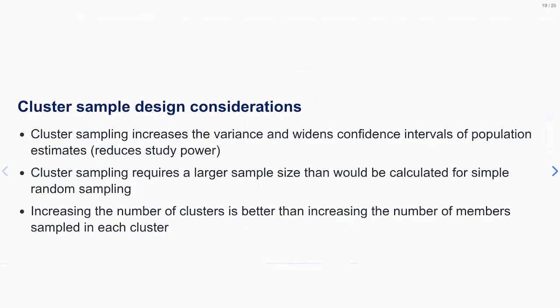Cluster sampling increases the variance and widens the confidence intervals of our population estimates. So in other words, cluster sampling reduces study power. And so to offset that requires us to have a larger sample size than we would require for simple random sampling. Increasing the number of clusters is better than increasing the number of members sampled in each cluster.